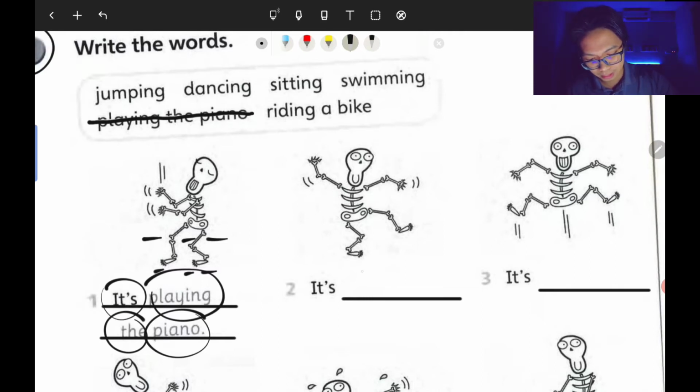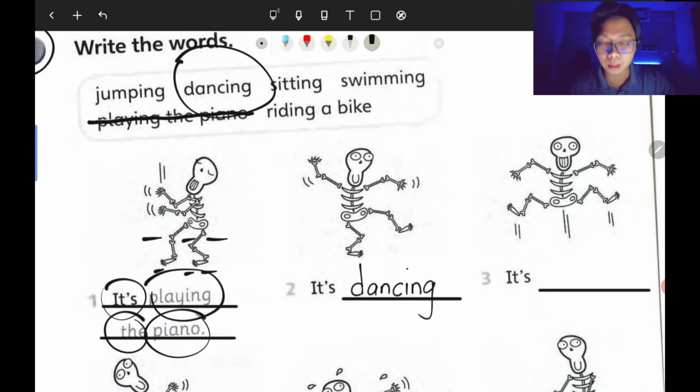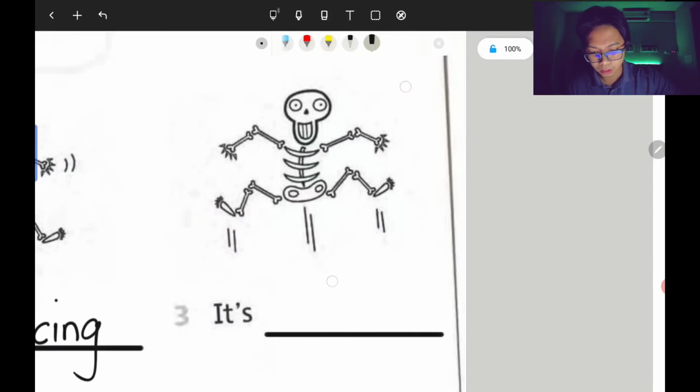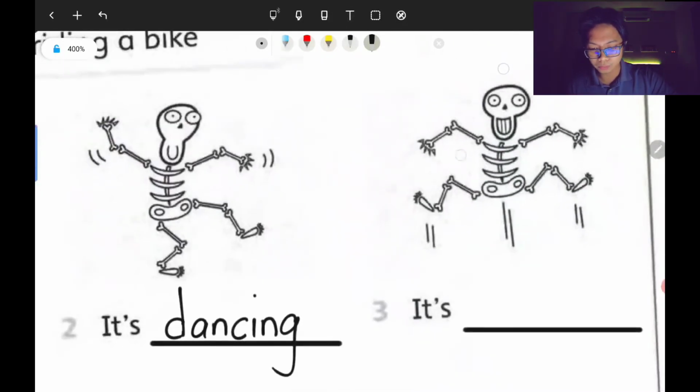Gembira betul dia. Dancing right here. So right over here, D A N C I N G, dancing. Okay, menari. Next one, number 3. Also happy face. Okay, muka yang gembira.